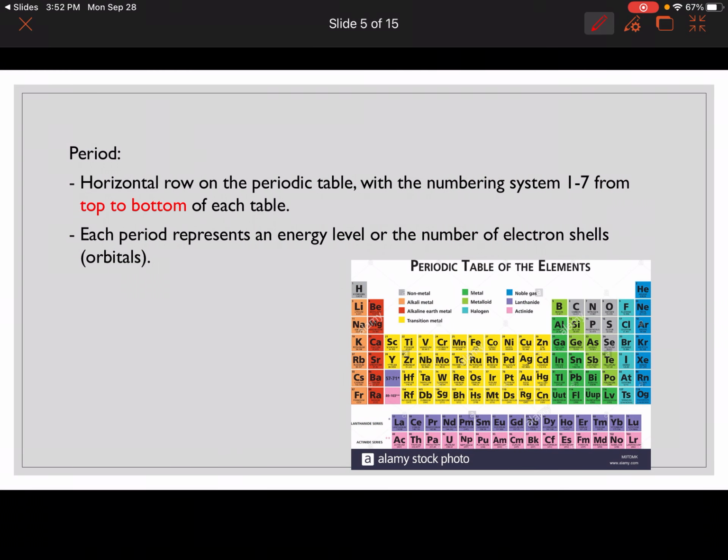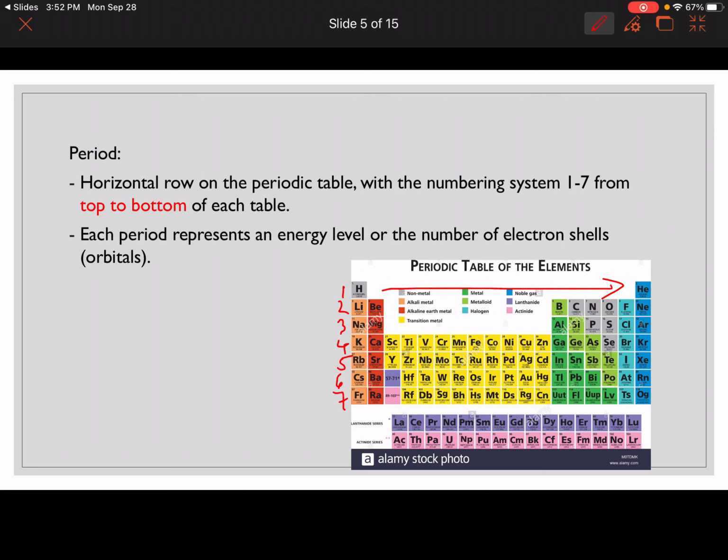Now, just some terminology here. We've got periods first. The periods are the horizontal rows on the periodic table, and they number from 1 to 7. These are the numbers here: 1, 2, 3, 4, 5, 6, 7. And they move this way across the periodic table. Number 1 is the first row. So we've got hydrogen and helium in the first period.